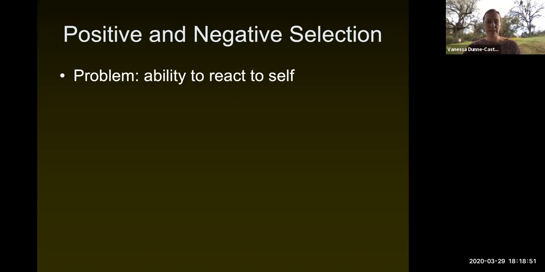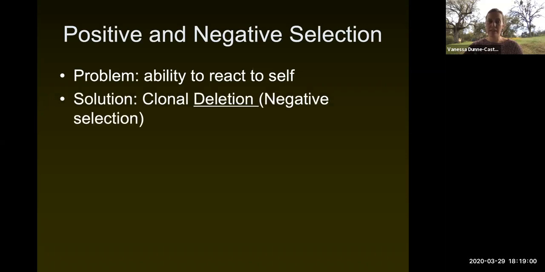So in order to prevent that from the get-go, there is a negative selection process that occurs for both B cells and T cells, and this is still during the development of these initial cells before they get out into circulation. So the solution for self-reactivity is a process called clonal deletion.